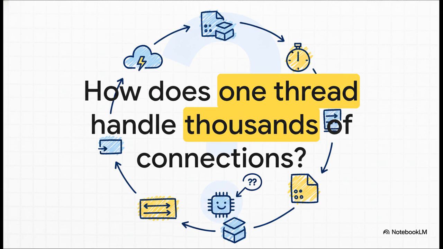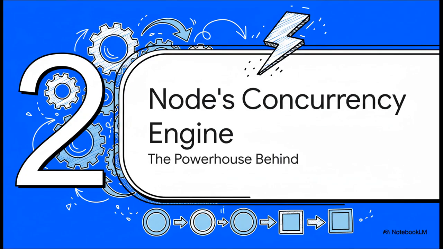If there's only one chef in the kitchen, our main thread, how on earth does it handle 1,000 different orders coming in without bringing the whole restaurant to a standstill? Well, the magic isn't in the JavaScript itself. It's in what's happening underneath. So let's pull back the curtain and meet the real workhorse of Node.js.